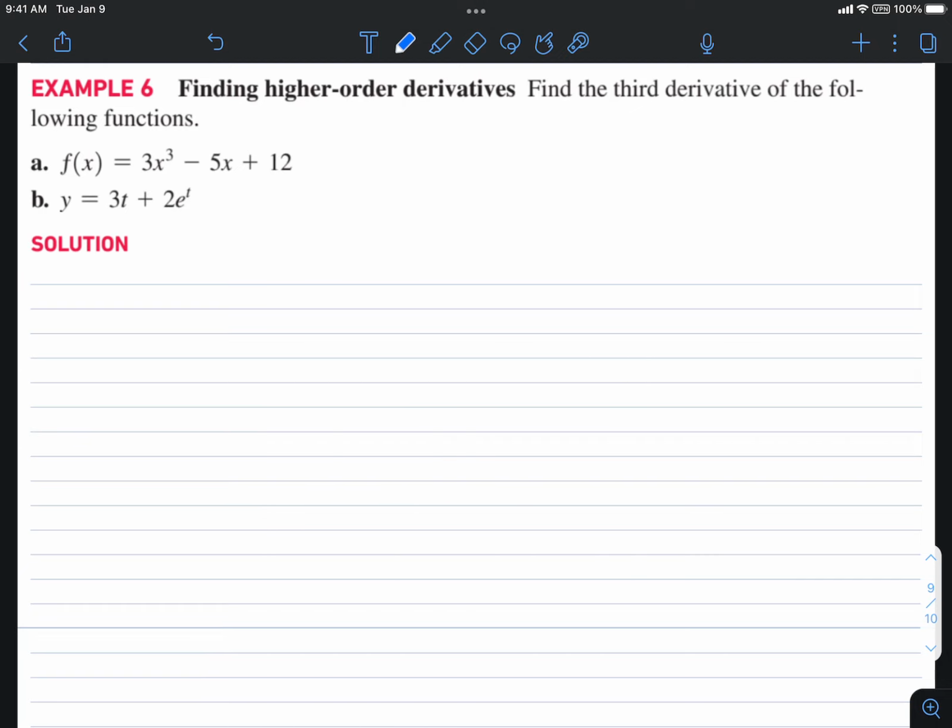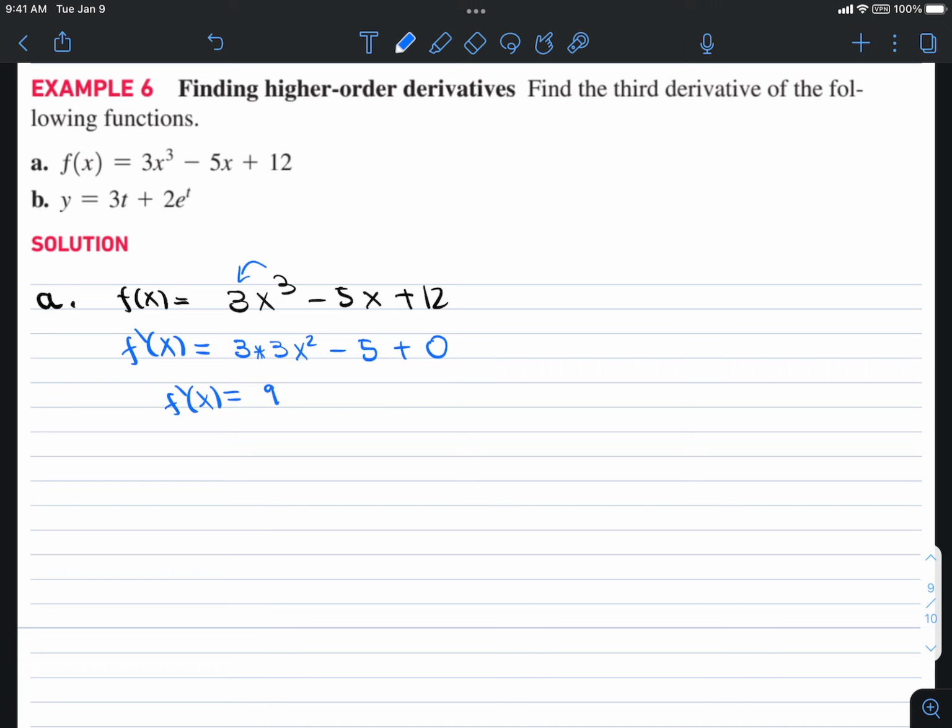In each of these examples, we're going to calculate the third derivative of those functions. It's very easy, just a little tedious sometimes. So if you start with the given function, which is f of x equal to 3x cubed minus 5x plus 12, then f prime of x equals, lower the 3, decrease the power by 1, same thing, and that's 0, so f prime of x is 9x squared minus 5.